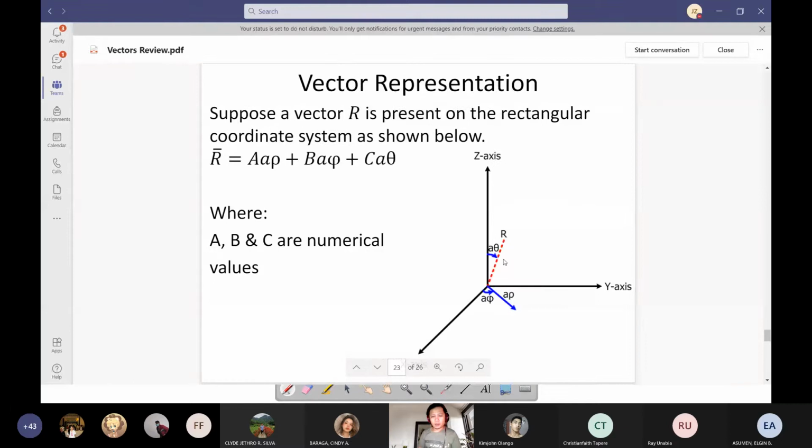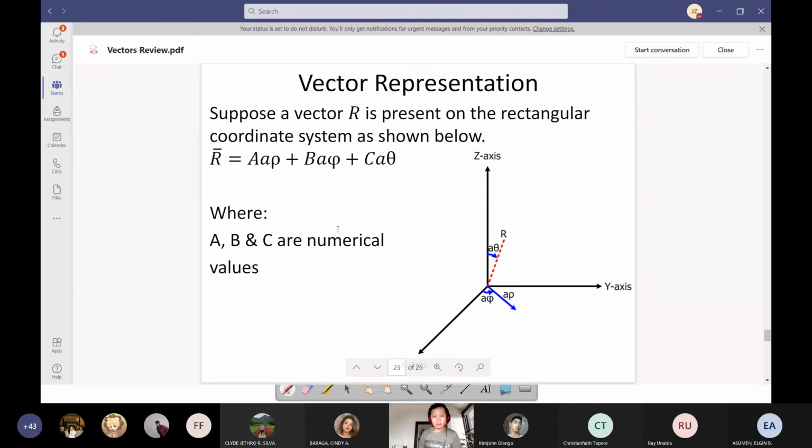So, again, for example, if I have a vector r in the middle of this spherical coordinate system, it can be represented by A along the R. It should be R here, not rho. Okay? We are using spherical already, so again, the spherical has radius R, while the cylindrical has rho.